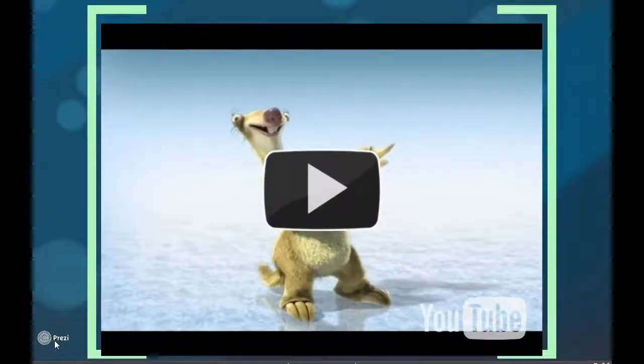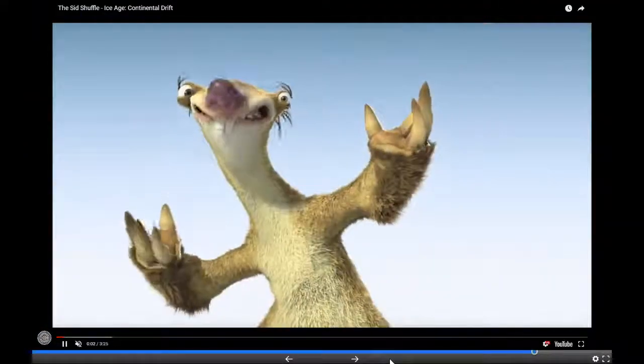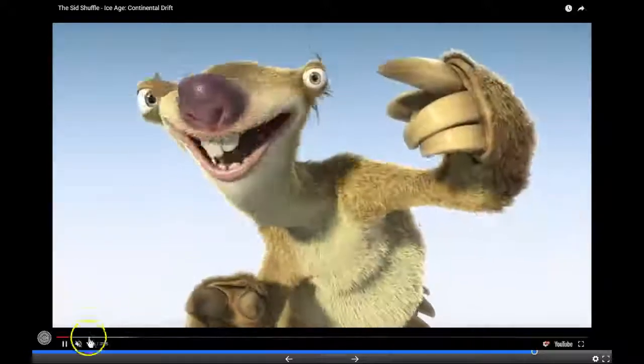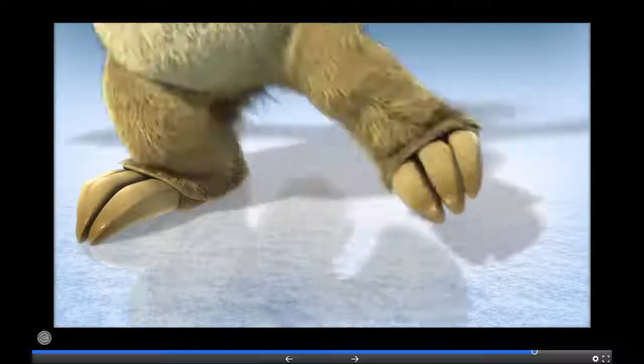Here's one in particular. It's called the Sid Shuffle. And let's see if I can pull it up here. Guess the volume is not working. There it goes.